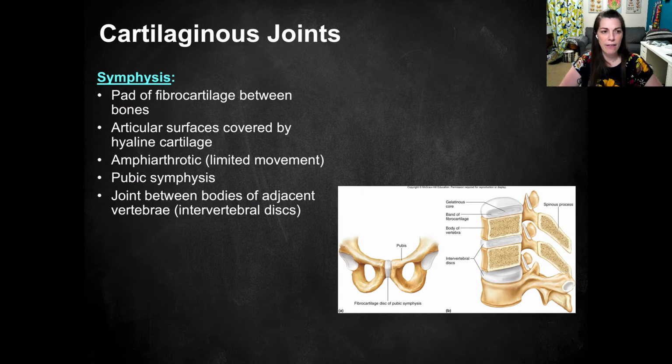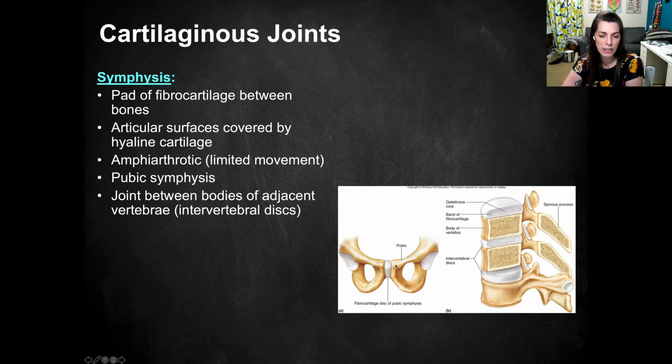And then you have the symphysis, which is going to be a pad of fibrocartilage. Instead of bands, it's pads. And so these are probably the ones that if I'd asked you to point to a cartilaginous joint, you probably would have pointed towards the cartilage pads in your spine, between your vertebrae. And so these are pads of cartilage between bones, and they're going to be articular surfaces, so surfaces of bones that move, that are covered with hyaline cartilage. They allow limited movement, and they act as cushions, but also provide some flexibility.